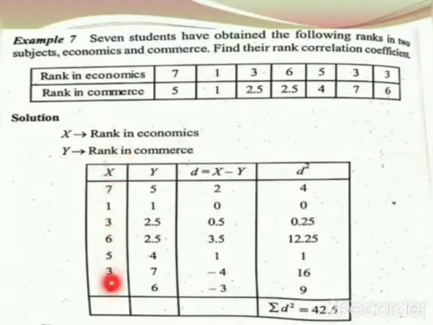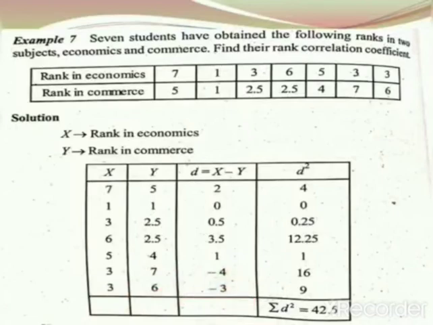Our first column is X values, second column is Y values. We are going to find the D value, which is D equal to X minus Y. 7 minus 5 is 2. 1 minus 1 is 0. 3 minus 2.5 is 0.5. 6 minus 2.5 is 3.5. 5 minus 4 is 1. 3 minus 7 is minus 4. 3 minus 6 is minus 3.